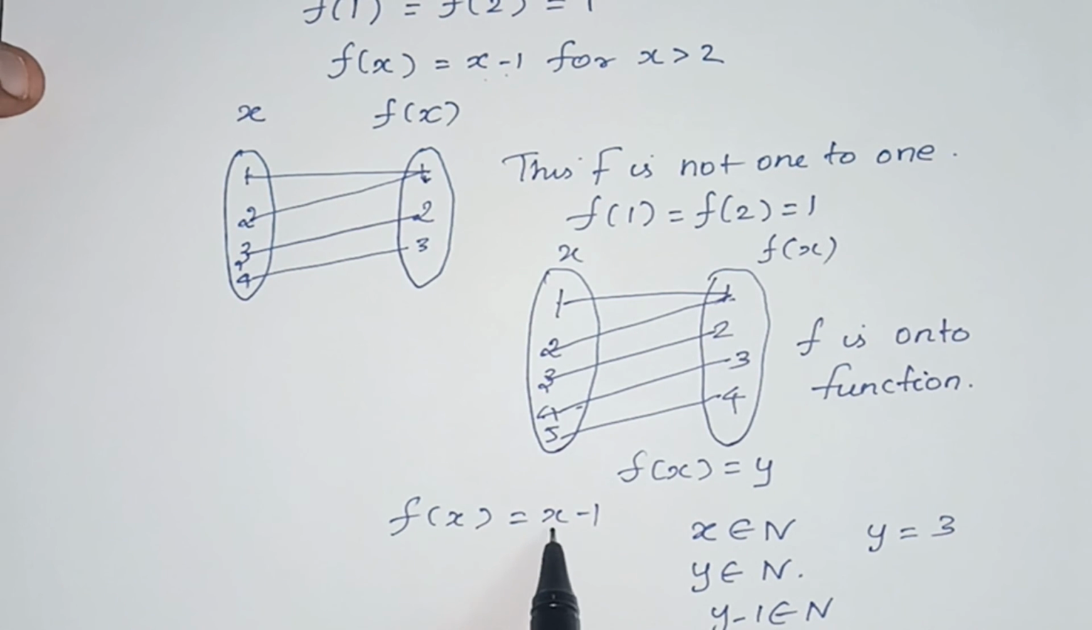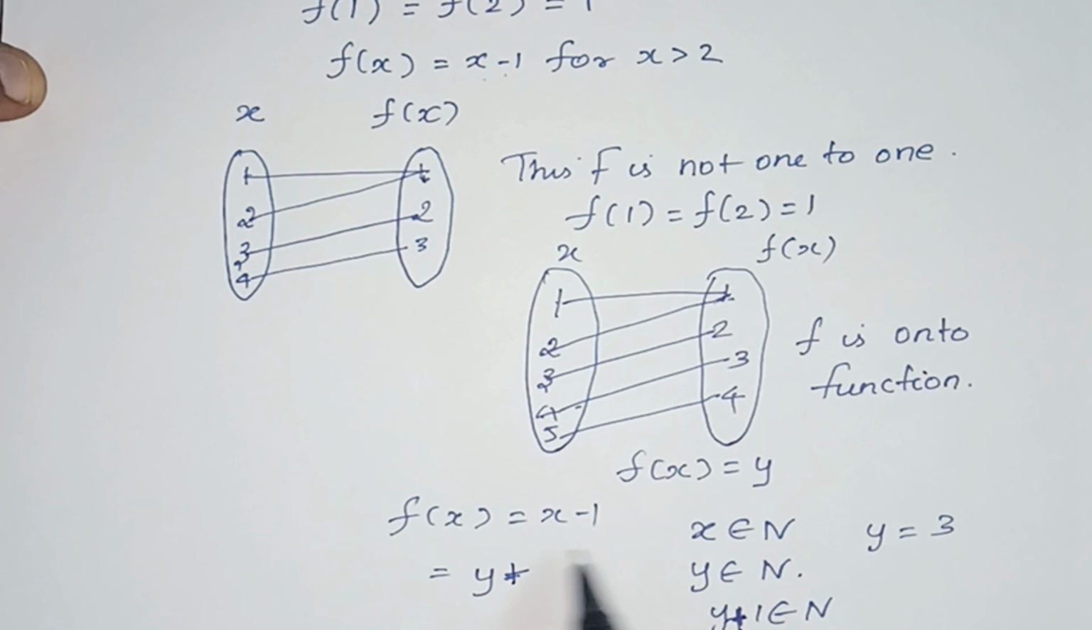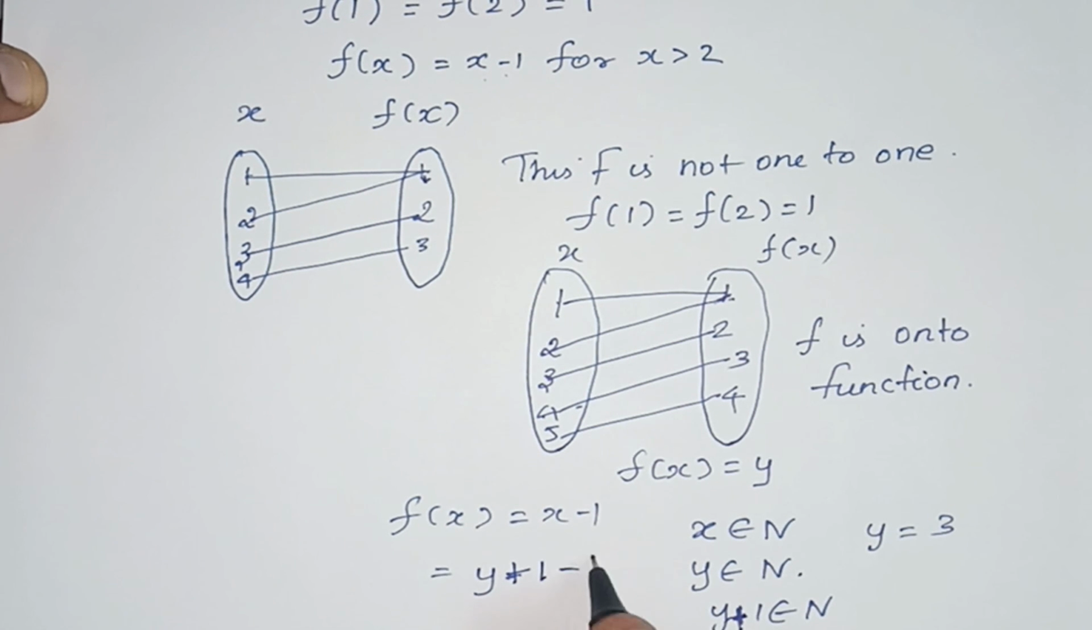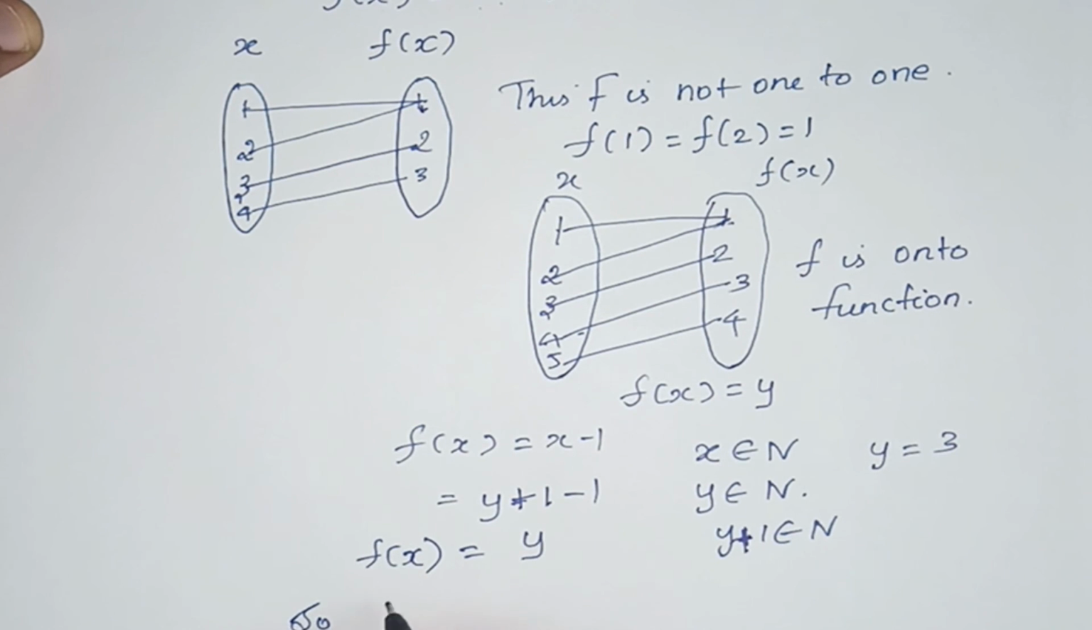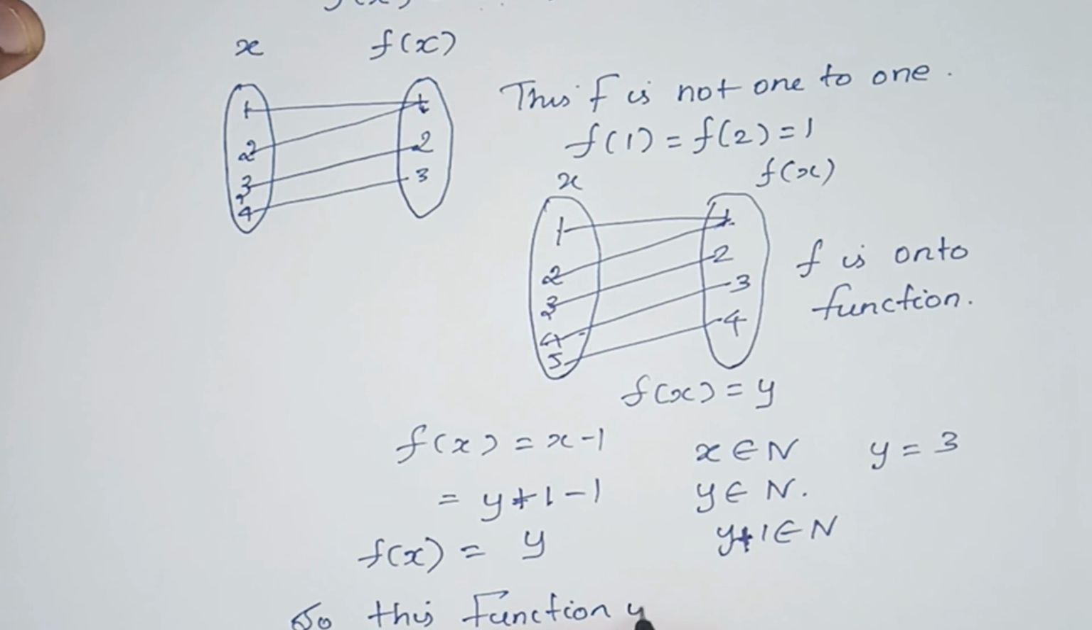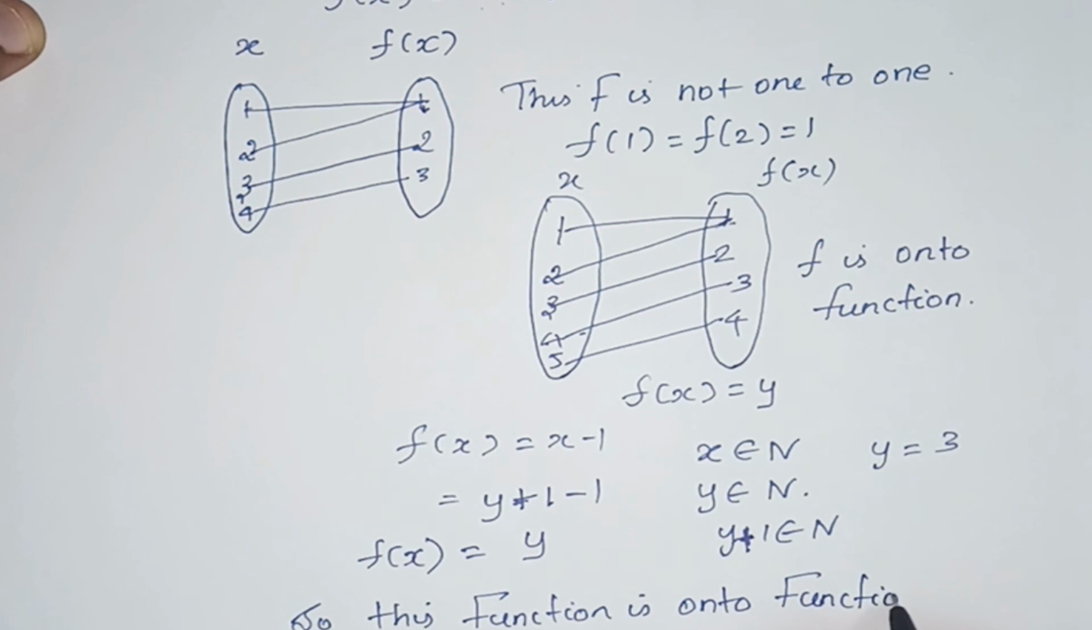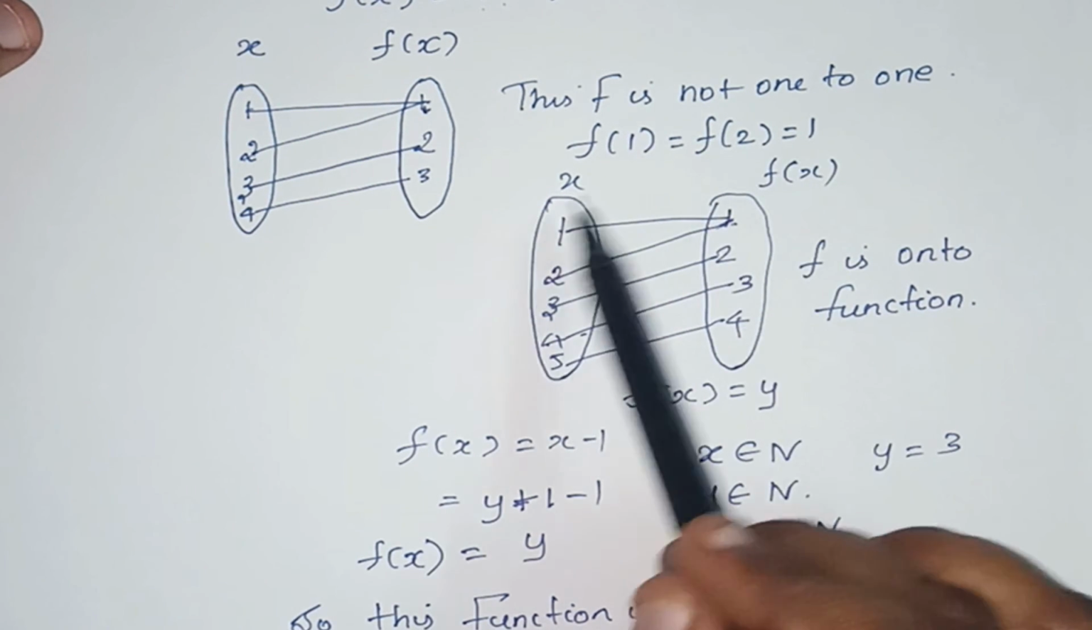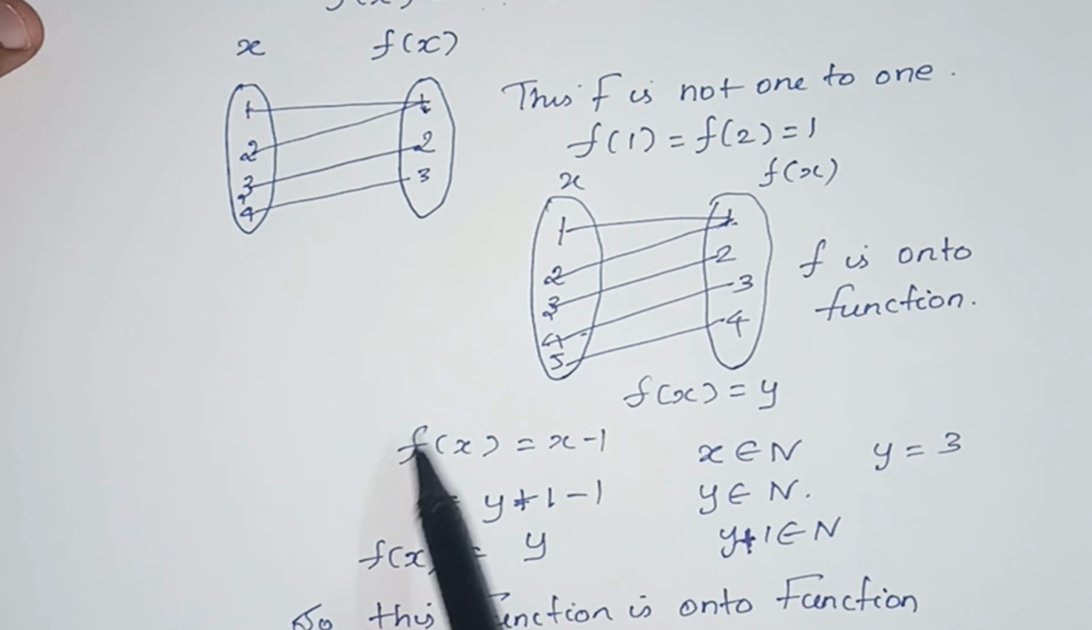So by substituting x is equal to y minus 1, sorry, y plus 1. Right, y plus 1 is also a natural number. So by substituting x is equal to y plus 1, y plus 1 minus 1 is equal to y. So f of x is equal to y. So this function is an onto function. So we can prove it by using this diagrammatic representation or using this expression.